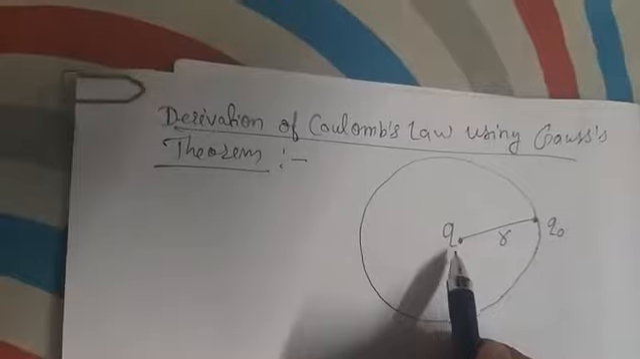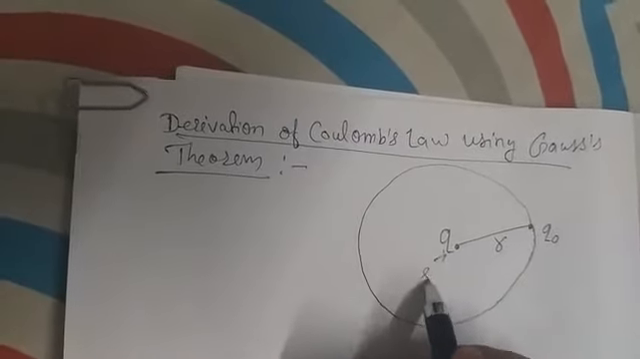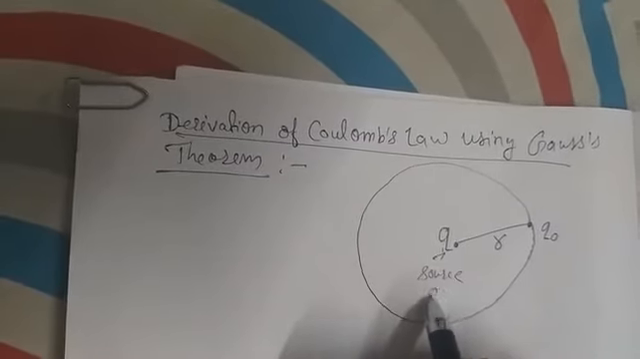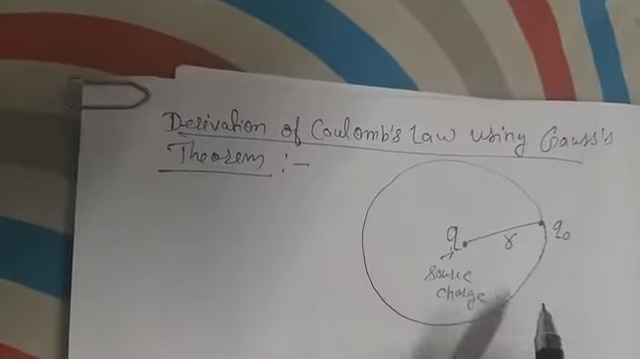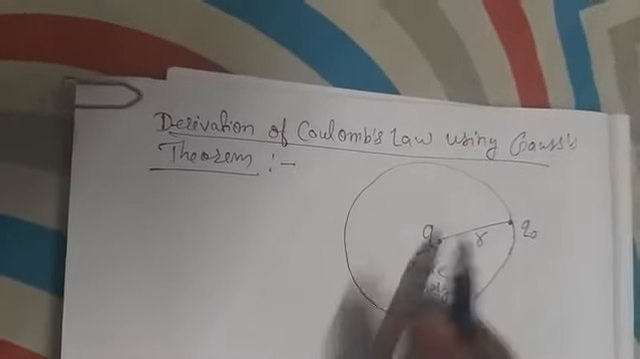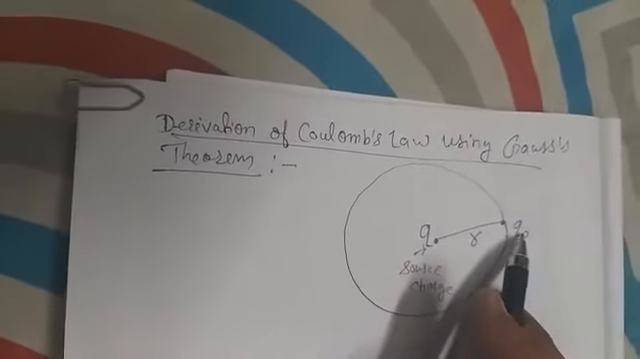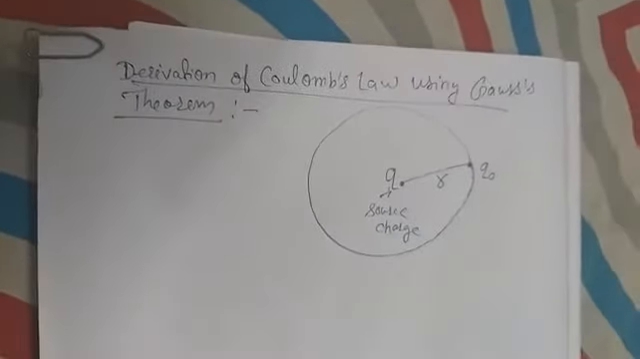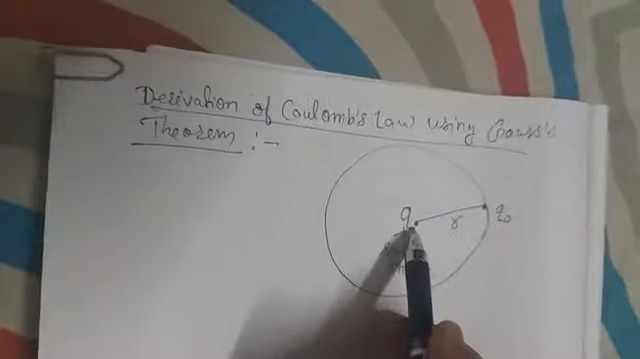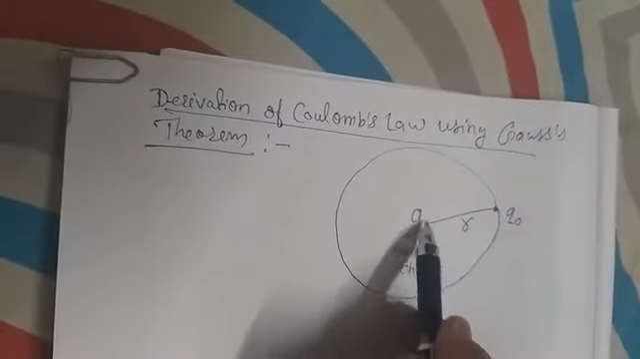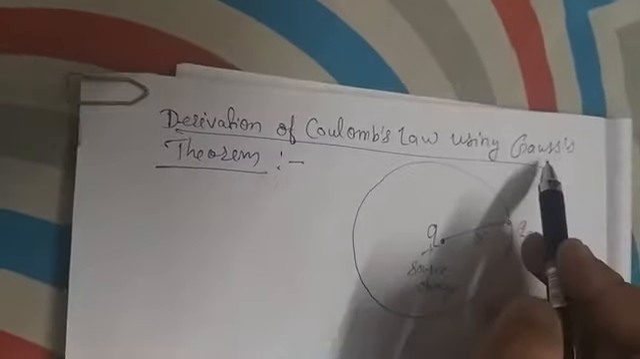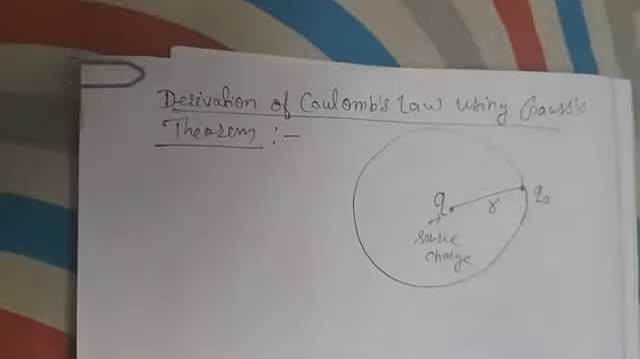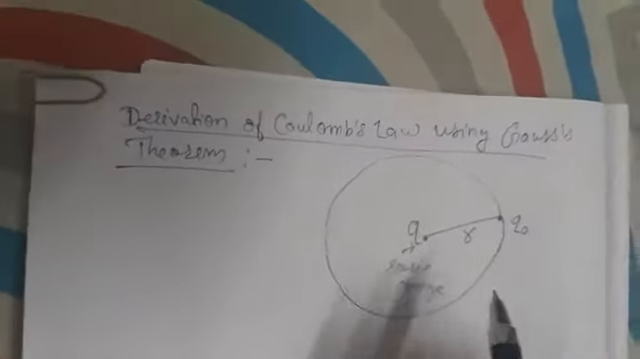charge. This is the source charge, meaning due to that charge, what is the force applied, or the force between these two charges. So we must enclose this charge because we are going to apply Gauss theorem, and Gauss theorem is applicable for a closed surface.